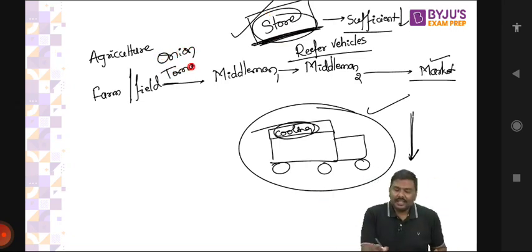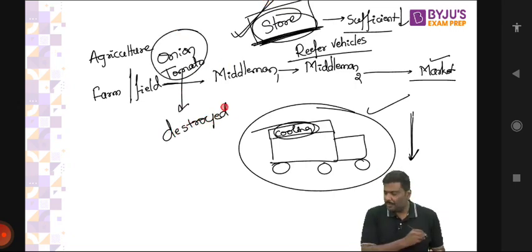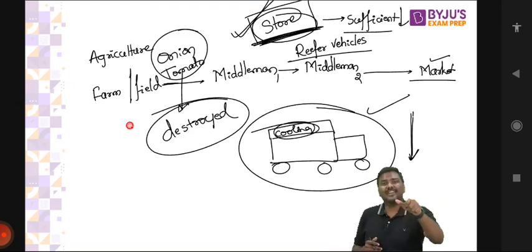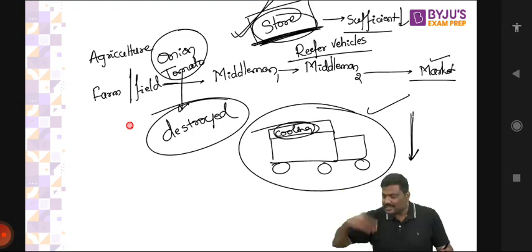If you do not have sufficient storage capacity, can I say some of it will be destroyed? I hope you understand. Some of it will be destroyed. Why? These are perishable commodities. Even in the discussion in the first chapter, I talked about perishable commodities. So you require storage capacity. But in case of India, there is a lack of it. We are still developing. We are developing a lot of storage capacity in India.